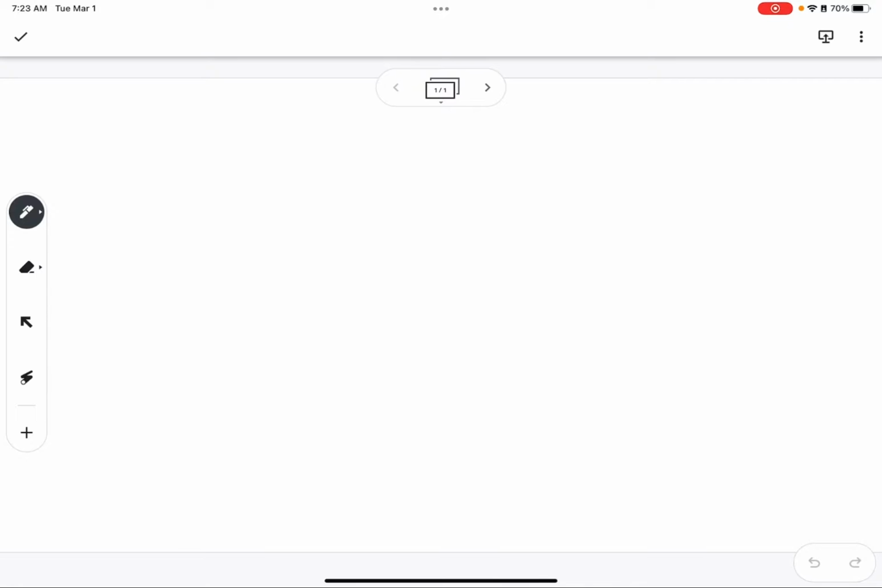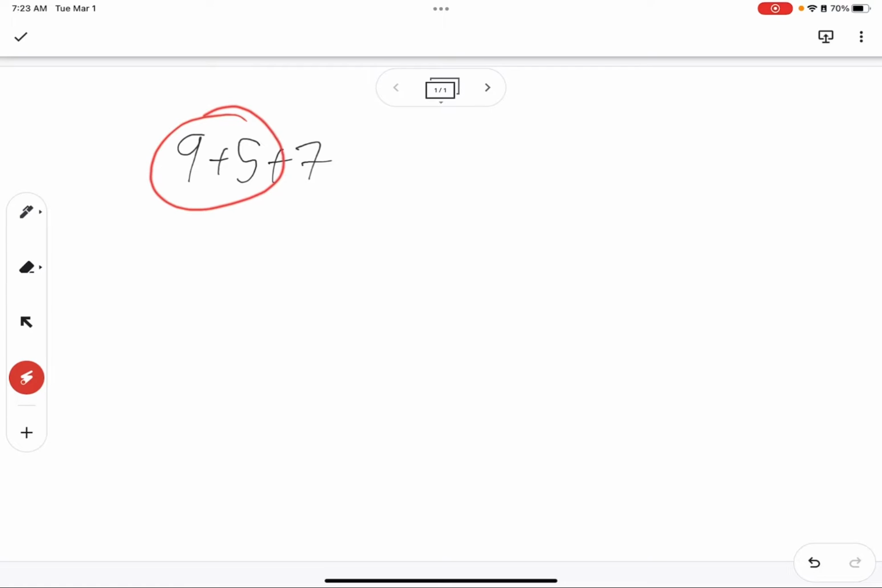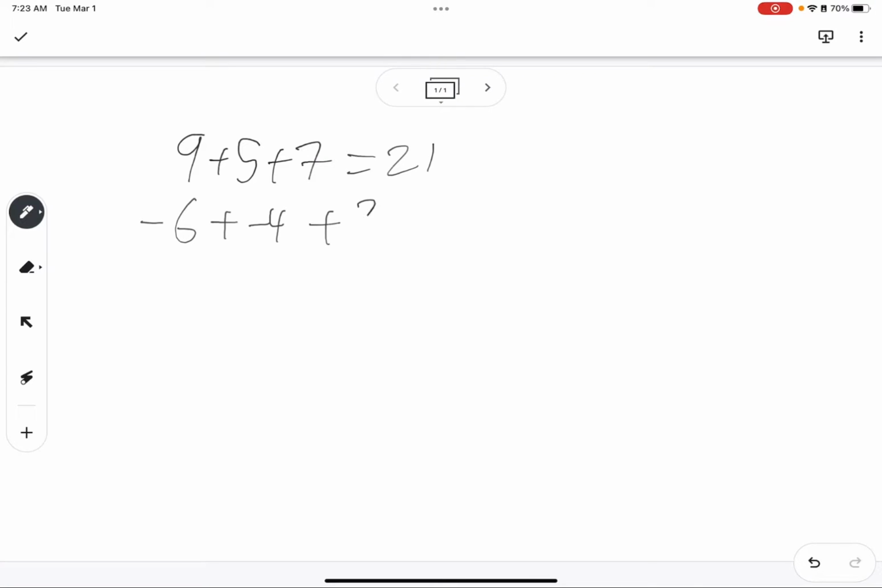So 9 plus 5 plus 7. This part's easy. You can use your calculator, you can use your fingers. 9 plus 5 is 9, 10, 11, 12, 13, 14, using my fingers. So 9 plus 5 is 14. Then if I add 7, I get 21. This you can just punch into a calculator. Okay? The next one, negative 6 plus negative 4 plus 3.